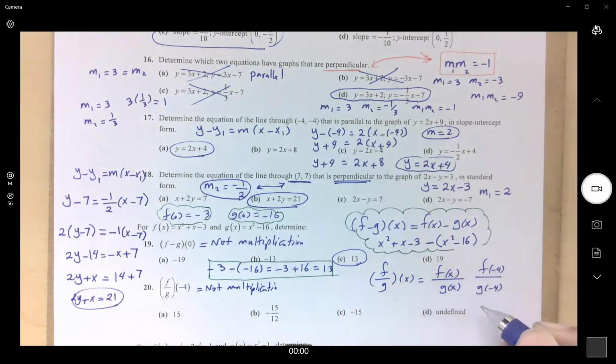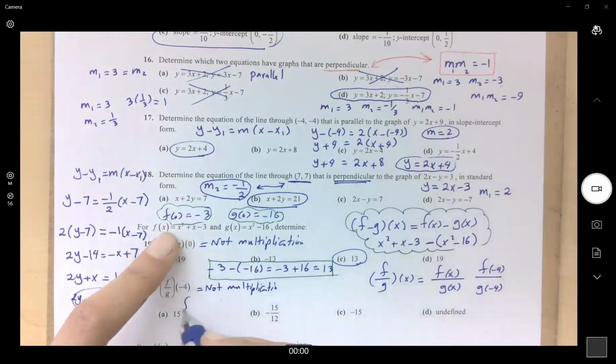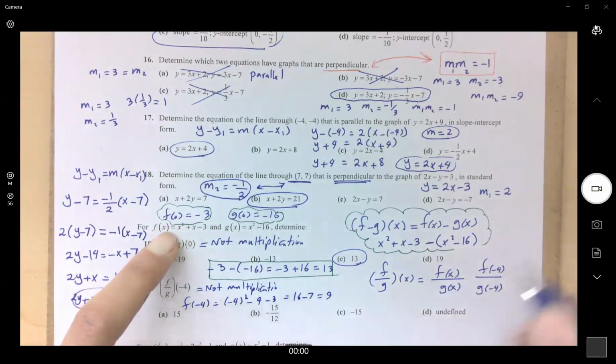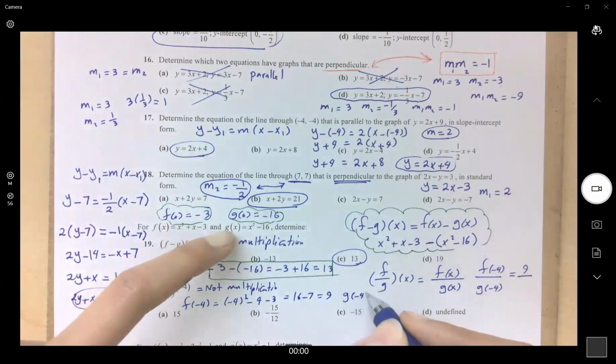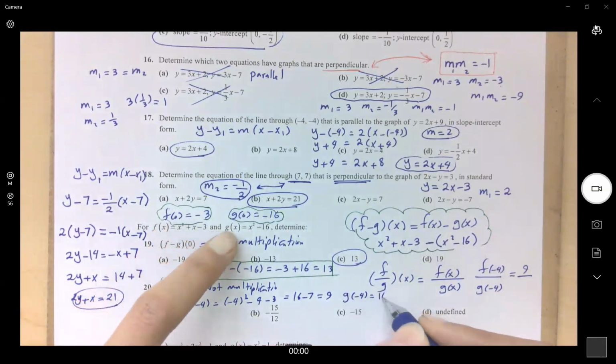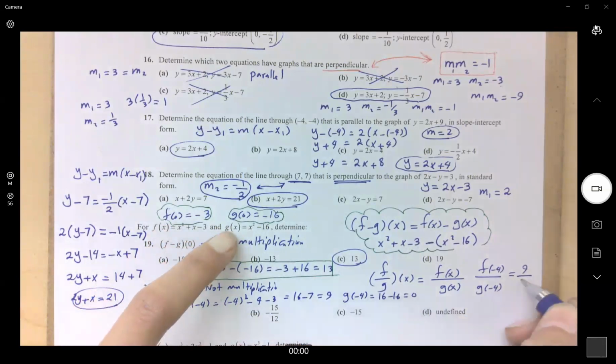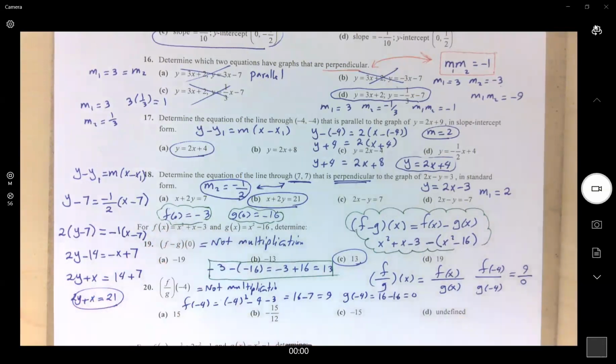What is f of -4? If I plug in -4 here, f of -4, I get -4 squared minus 4 minus 3, 16 minus 7 or 9. So this becomes 9 divided by g of -4. G of -4 becomes 16 minus 16, which is 0. 9 divided by 0 is undefined.